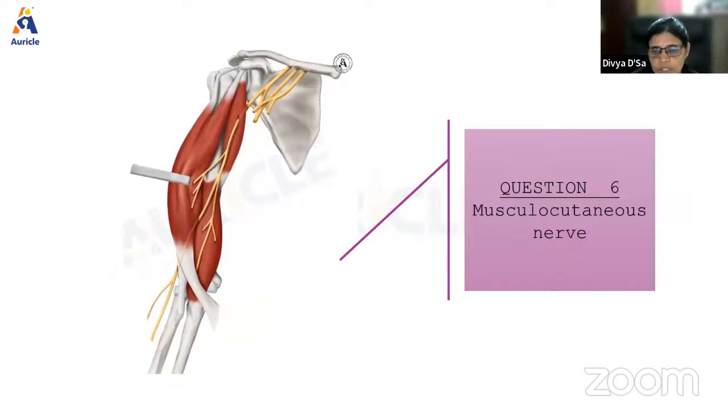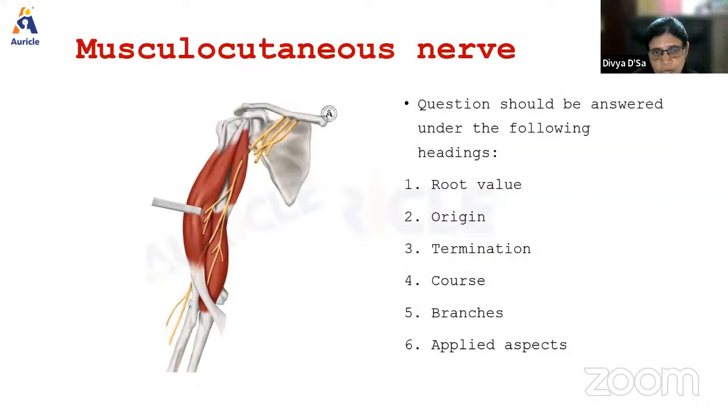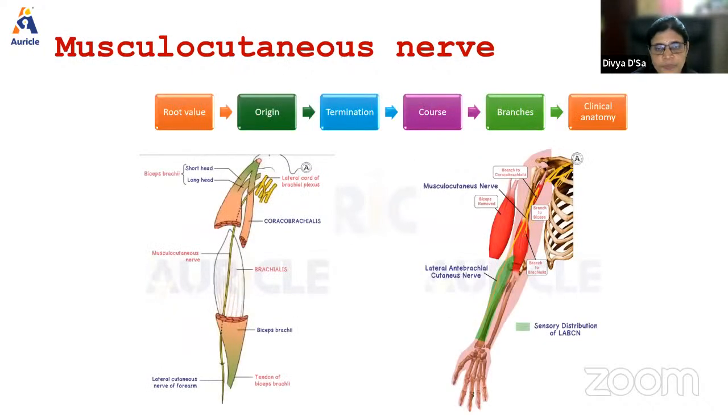Next nerve is musculocutaneous nerve. It is the nerve of the arm, that is, the flexor compartment of the arm. You also follow the same pattern of root value, origin, termination, course, branches, applied aspects. Musculocutaneous nerve is given by the lateral cord, so it is the continuation of the lateral cord.